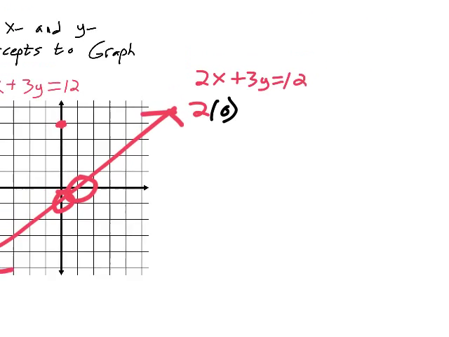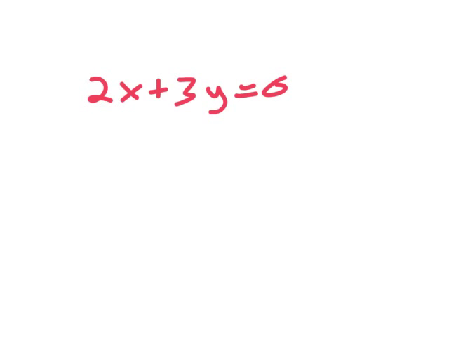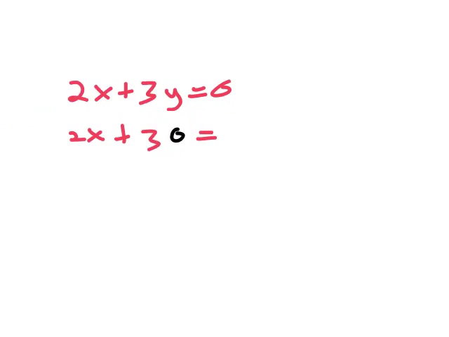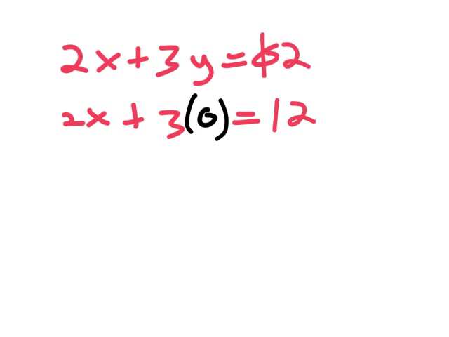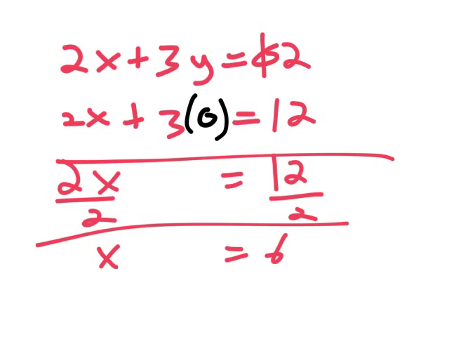So we got the y-intercept, now we've got to find the x-intercept. And again, the graph intercepts the x-axis where the y-coordinate equals 0. So we'll plug in a 0 for y. Oh, it's not equal to 0, is it? It's equal to 12. I copied that down wrong. So we plug in a 0 for y, and then just like before, we'll solve that equation. We get x equals 6.